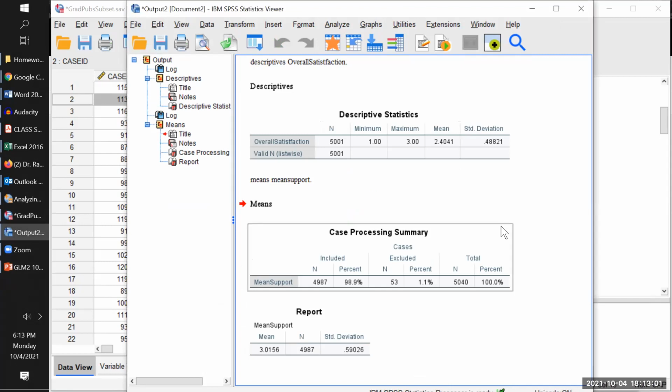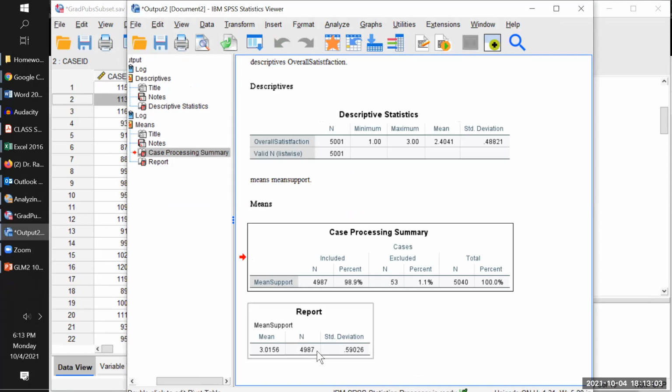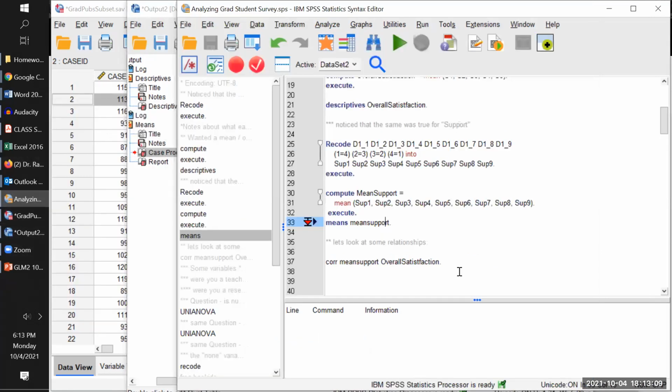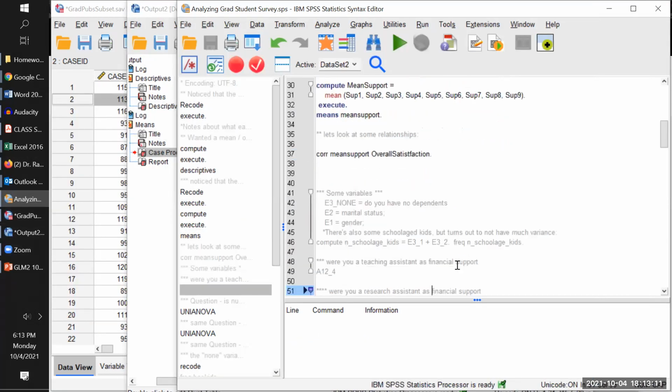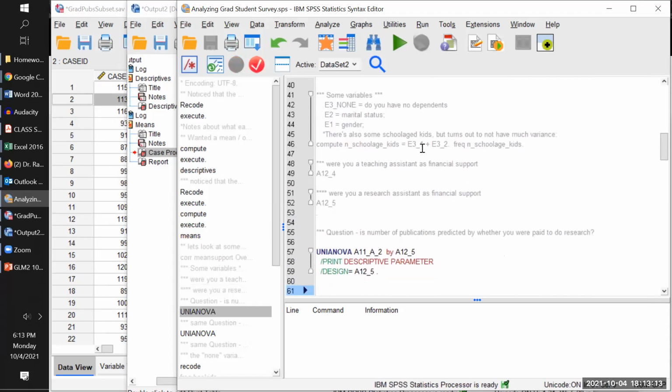Okay, so we have, again, about 5,000 people with a mean of 3 and a standard deviation of about 0.6. So now I started to look at some other variables to see what we had here. We have, do you have kids? What's your marital status? What's your gender? There's also some stuff about how many kids you have under specific ages.